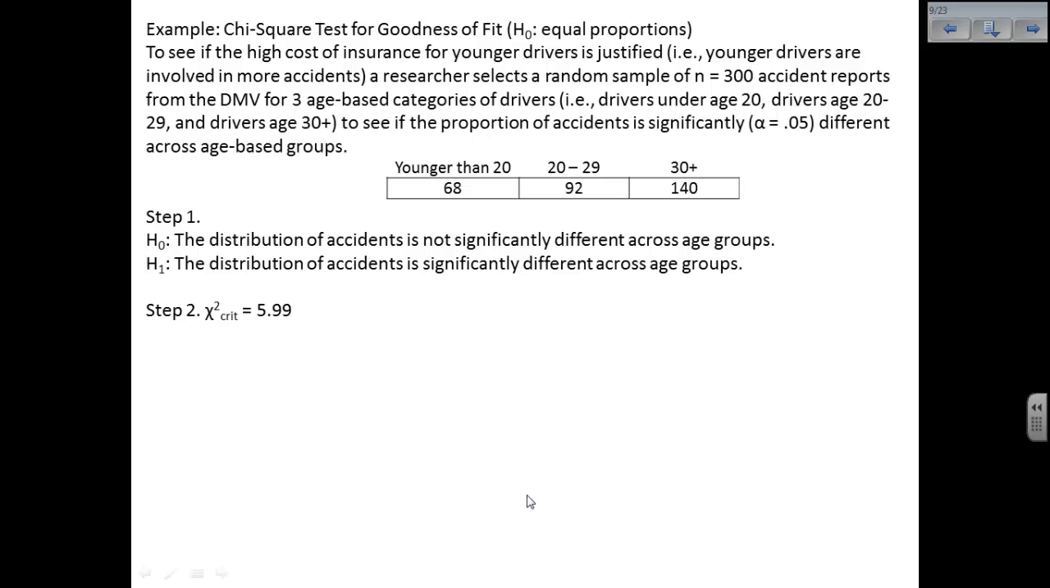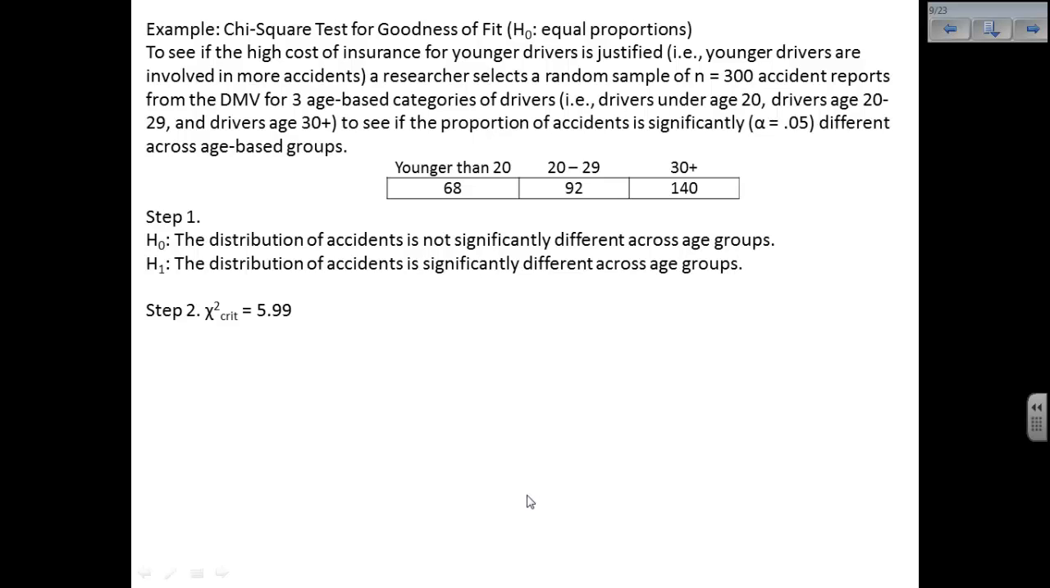So let's go ahead and do an example for the chi-square test for goodness of fit. So I'm going to practice finding chi-square and testing the significance of chi-square. All right. So to see if the high cost of insurance for younger drivers is justified, that is, younger drivers have to pay more insurance because the justification is that they're in more accidents.